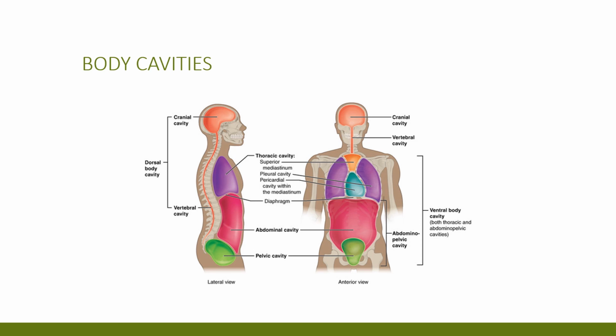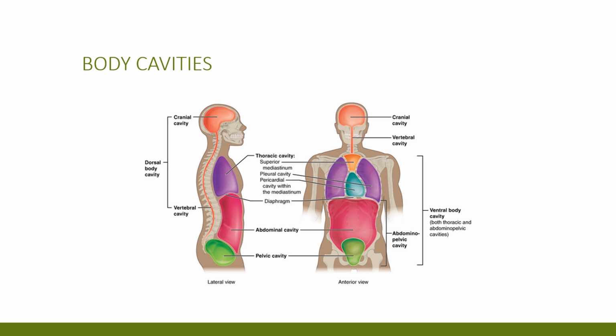And then on the right side of that first image on the lateral view, you see the thoracic cavity, and it's separated by the diaphragm. And then you have this thing called the abdominal pelvic cavity. There is an abdominal cavity and there is a pelvic cavity, but there's no membrane separating them. That's why they call it the abdominal pelvic cavity, whereas the thoracic cavity has a membrane separating it from the abdominal cavity, and that's the diaphragm.